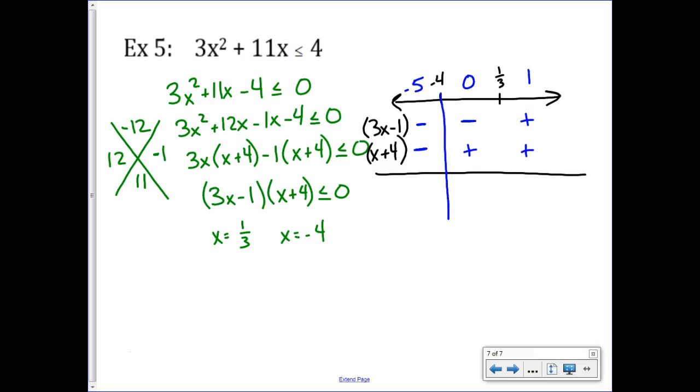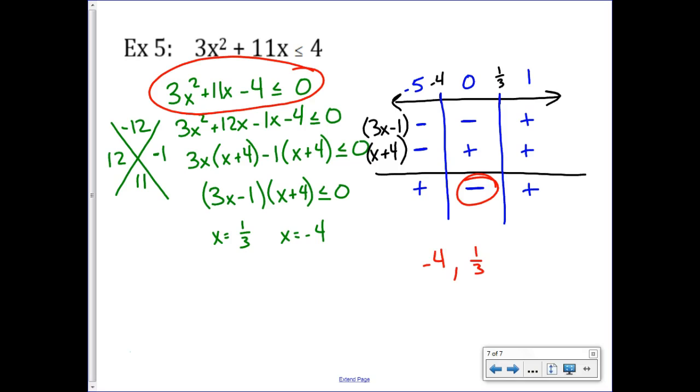So if I'm looking, I'm going to separate this out. Negative times negative gives me a positive. Negative times positive gives me a negative. Positive times positive gives me a positive. Okay, I'm going to look back at the original problem. It wants to know where we are less than or equal to 0, which is right here. So that's the only region where this is going to be true, is in the middle. So that's between negative 4 and 1/3. Since it's or equal to, we include both negative 4 and positive 1/3.